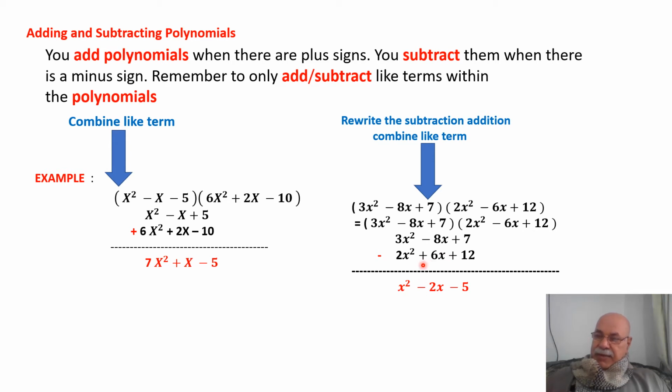Minus 8x minus 6x becomes minus 2x. We get the sign of the big number, as a minus: 8 minus 6 becomes 2.